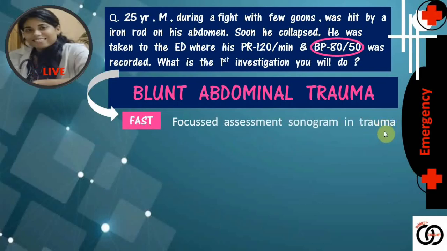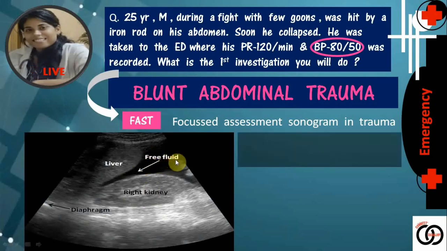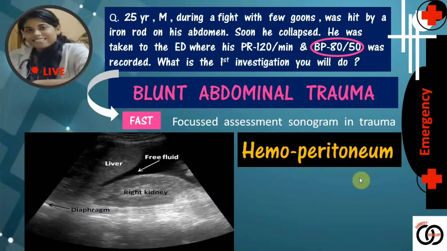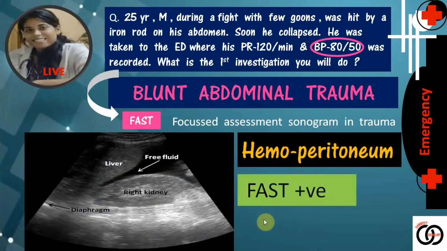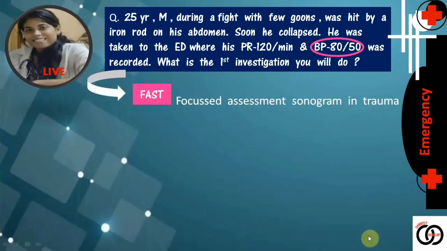See the FAST film of this patient. Appreciate the black fluid in the Morrison's pouch between the liver and the right kidney. What can be this fluid? This is the blood collection due to trauma, that is hemoperitoneum. So this case is FAST positive where we have to perform emergency laparotomy through midline incision. Now few words about FAST.